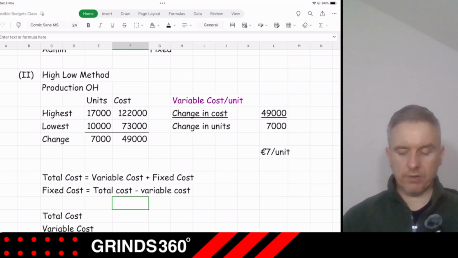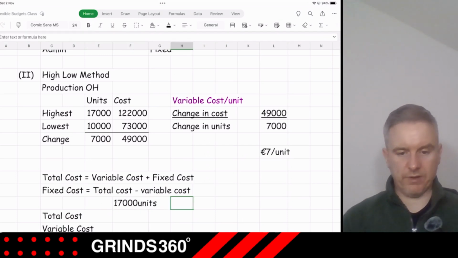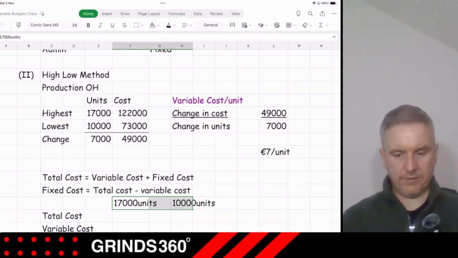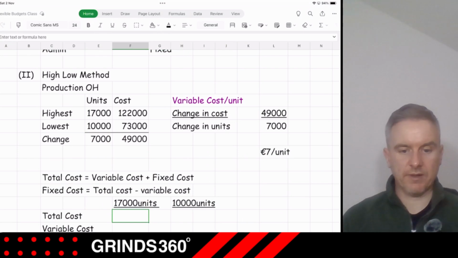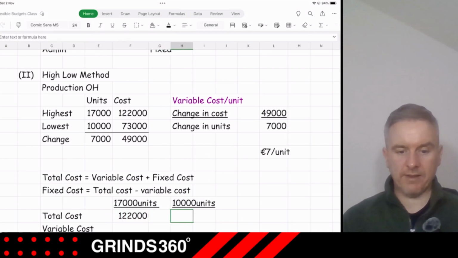Okay, so we're going to go for 17,000 units. And we're going to take it for 10,000 units as well. So all we're saying is the total cost when we had 17,000 units was 122,000. When I had 10,000 units, it was 73,000.